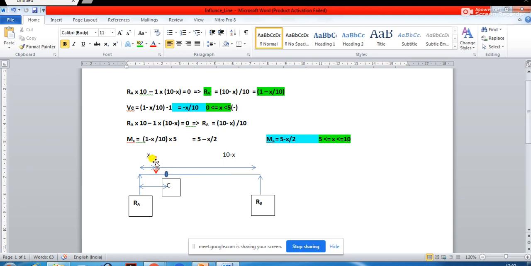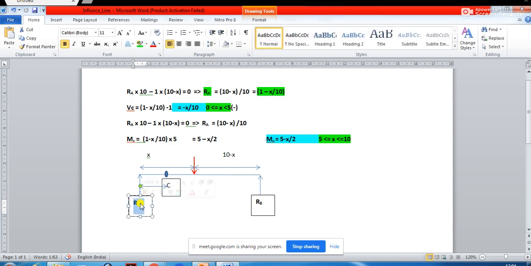Next, when this load will be just crossing this C and moving somewhere here, let's say. At the moment this load crosses point C, whatever may be the position, the value of x is going to be this one, correct? So when x is this one, will there be any change in reaction Ra? No, sir, there is no change.